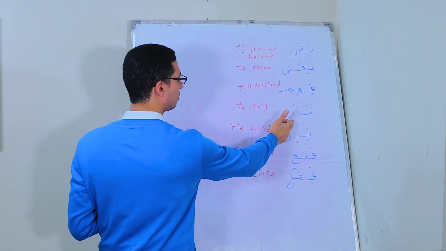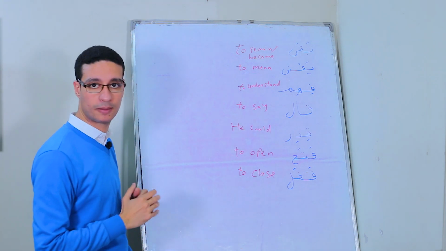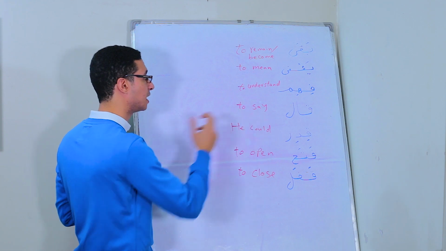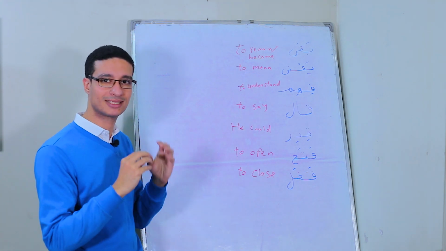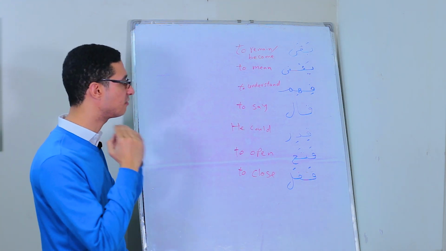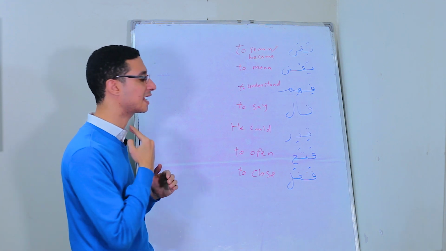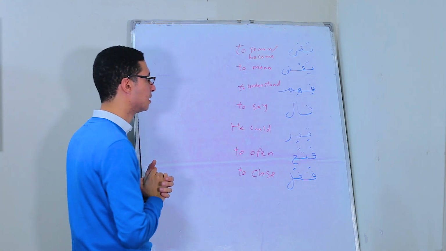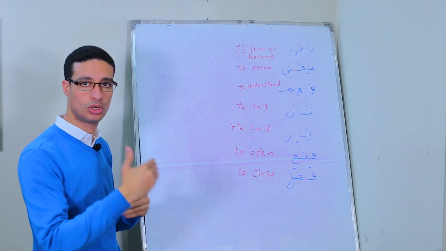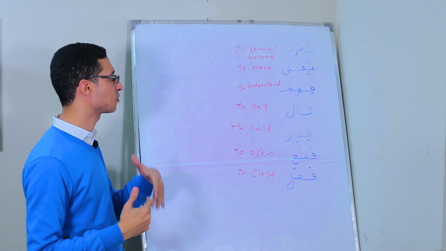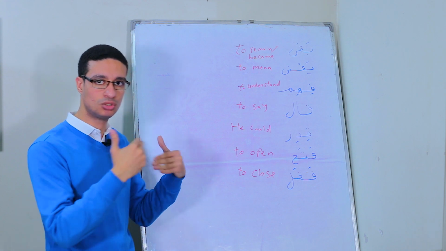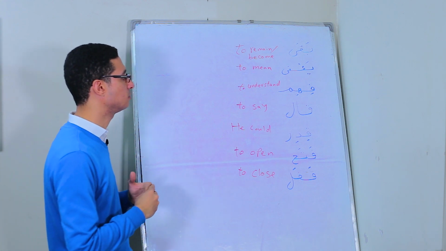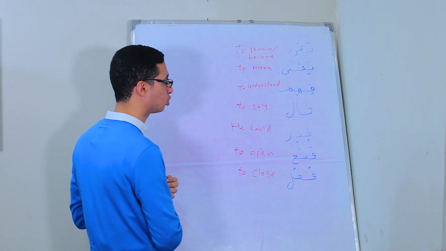And the next one is قال. Here the qaf, actually in the Egyptian dialect, it's not pronounced like qaf in standard Arabic, but it's pronounced like a glottal stop. قال, he said, it's in the past. قال يقول, هو بيقول, he says. هي بتقول, إحنا بنقول, we say. Okay, so this is the verb قال, to say, very important, of course.